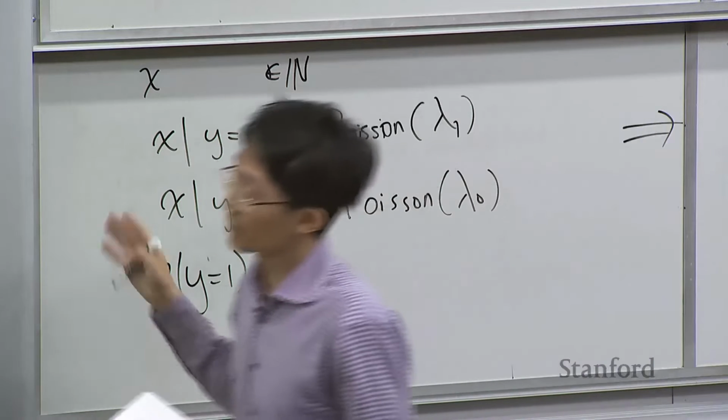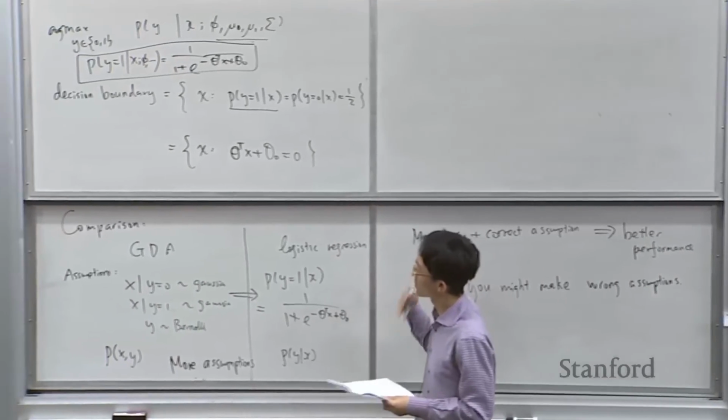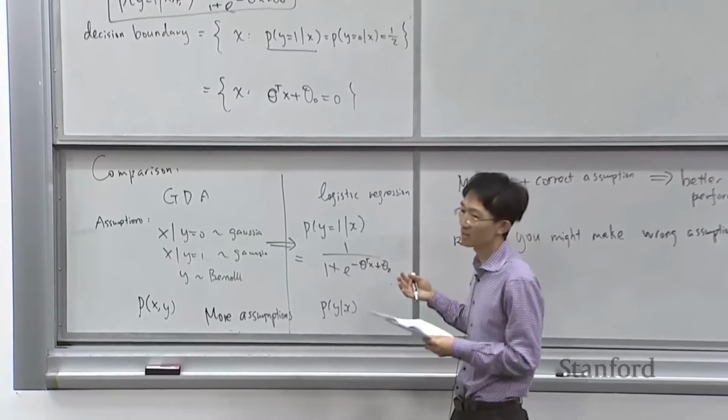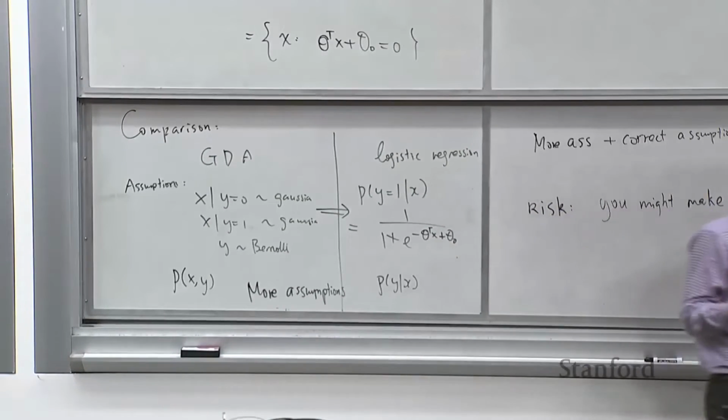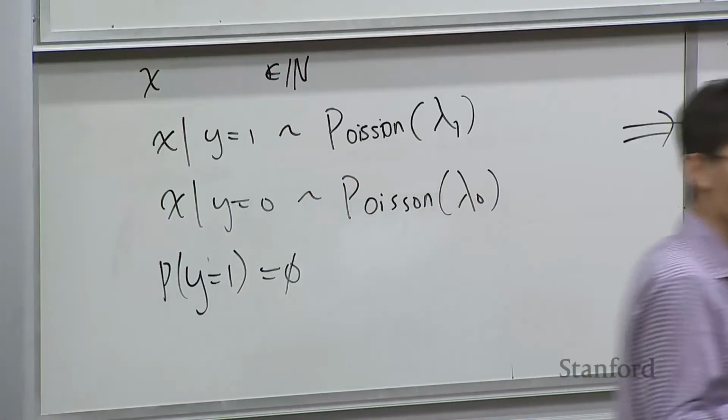And when you compare the generative learning algorithm with the discriminative one, I think it's the same thing, right? So if your generative assumption is likely to be correct, then you should gain something from it. Otherwise, maybe you should just use logistic regression.